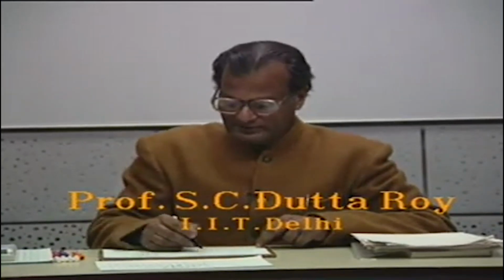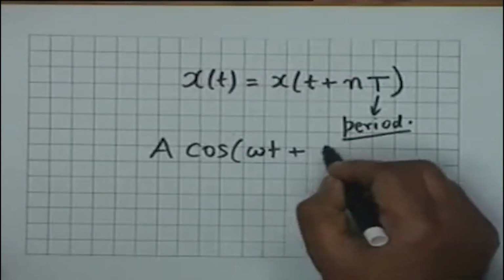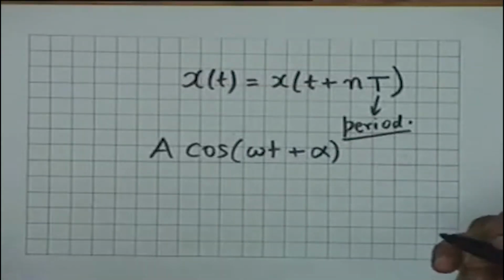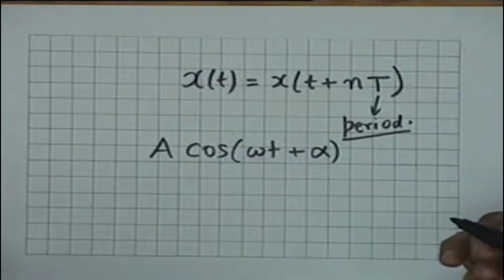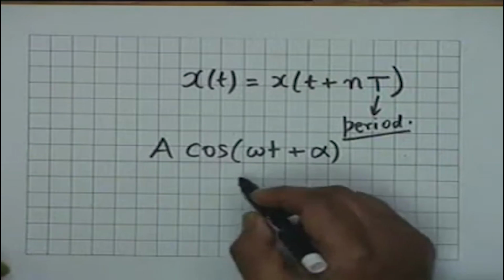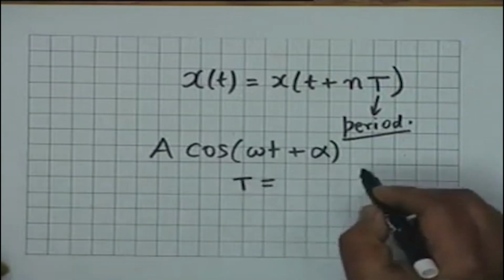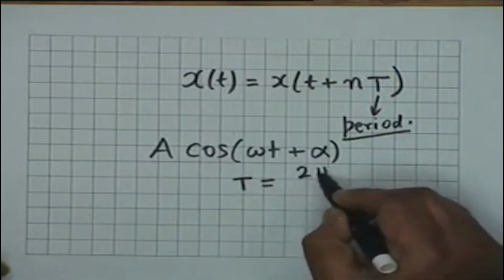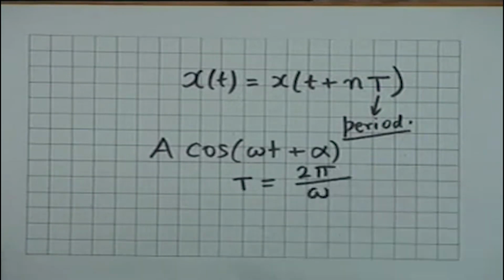A sinusoid is a very common example of a periodic waveform. A sinusoid of the form A cosine or sine of omega t plus alpha is a simple and very frequently encountered example, of which capital T, the time period, is given by twice pi divided by omega.